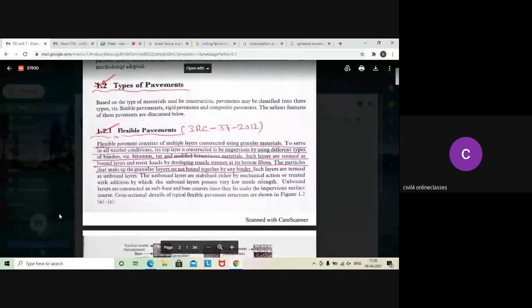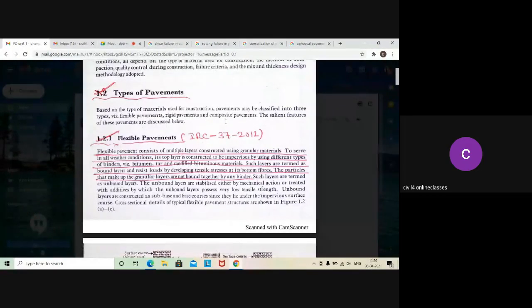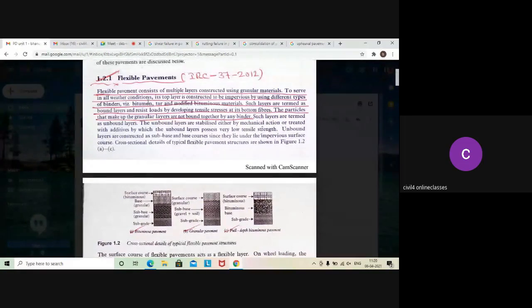Next, this one is already completed in the last class. Types of pavements. So based on the materials used for construction, you have flexible pavements, rigid pavements, and composite pavements. Composite pavements means they may contain some layers of flexible and some layers of rigid pavements altogether in a combined form. So let us see the features of flexible pavements first. You all know that they consist of multiple layers. In the last class, I told you the difference between flexible and rigid pavements. Here, once again, let's go through this.